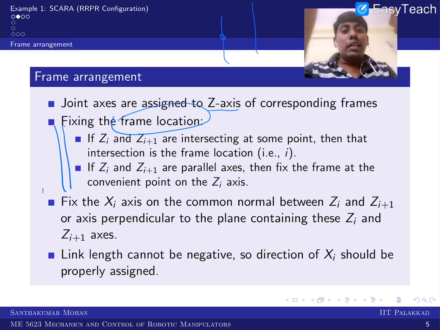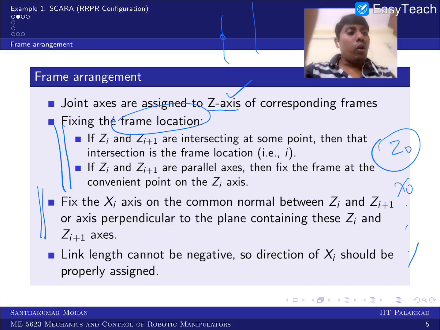And the next step, once you fix the z axis, is to fix the z0 axis, and based on z0 and z1, you have to start with x0 up to xn axis. So if you want to fix the x axis, this x axis is going to be the rotating axis of zi in order to make it parallel to zi plus 1. So you have to see how these two are arranged.